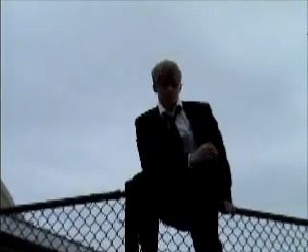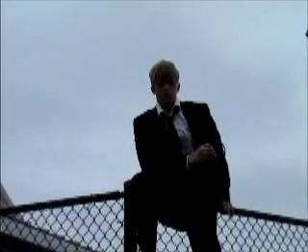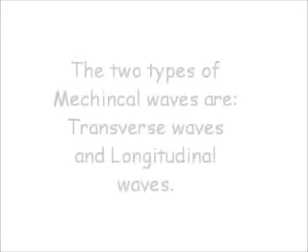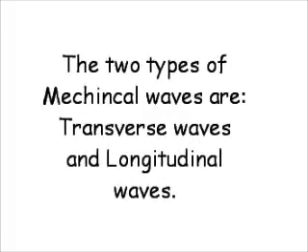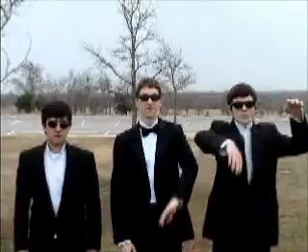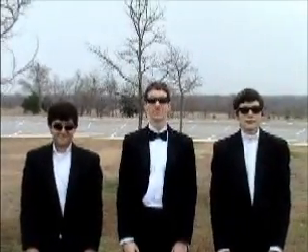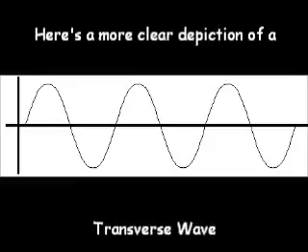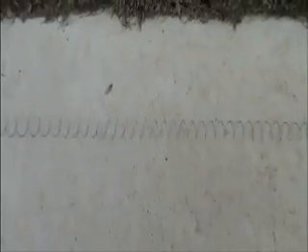There are two types of mechanical waves: transverse waves and longitudinal waves. In a transverse wave, the particles vibrate perpendicular to the direction of the wave. In a longitudinal wave, the particles move back and forth in the same direction as the wave.